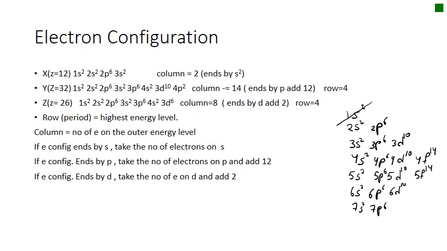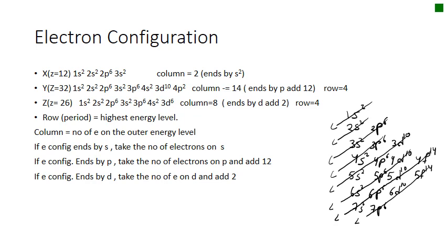We start with 1s2, then 2s2, 2p6, 3s2, 3p6, 4s2, 3d10, 4p6, 5s2, 4d10, 5p6, 6s2, 4f14 till 7s2, 5f14 for 7p6. This is the correct electron configuration order.